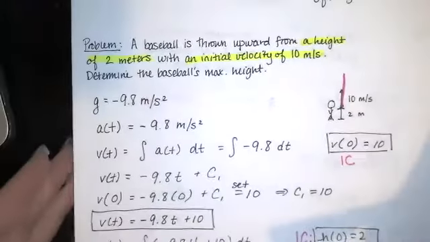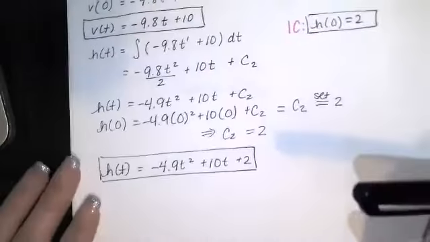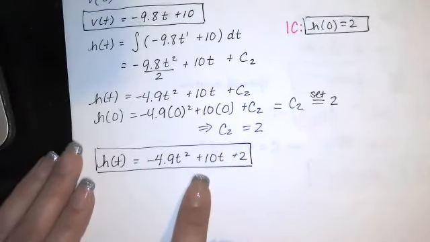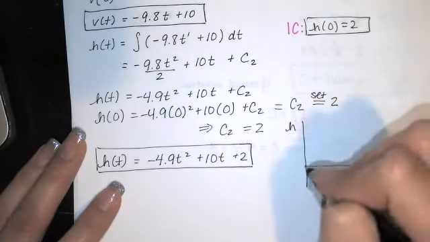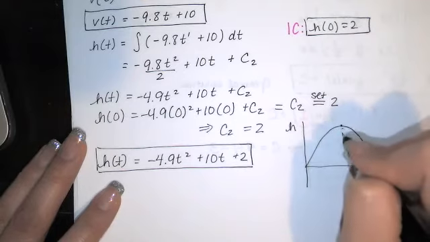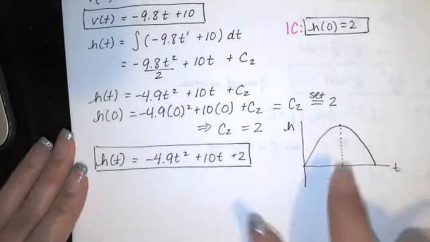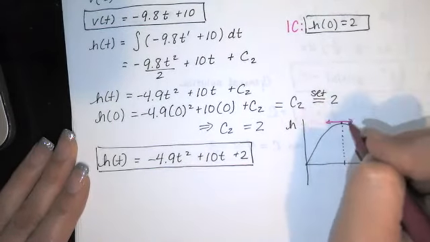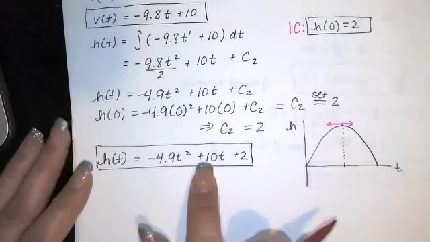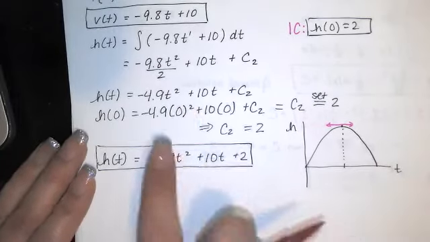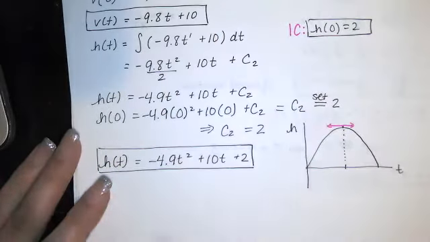Now the question says, determine the baseball's maximum height. Well, you've got some options. You can say to yourself, well, that's a parabola. Let's look at height as a function of time, height versus time. How can I find that maximum height? Well, I could take the derivative and set it equal to 0. But isn't taking the derivative of this and setting it equal to 0 the same as finding the velocity? That's the derivative of this, and setting that equal to 0. Actually, I think that makes sense.